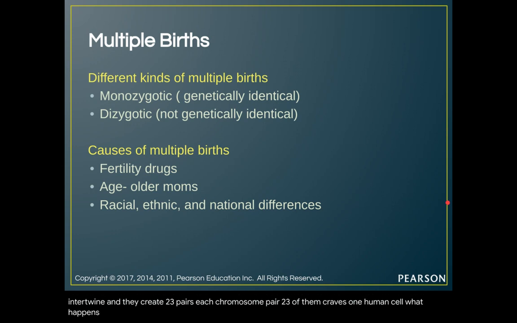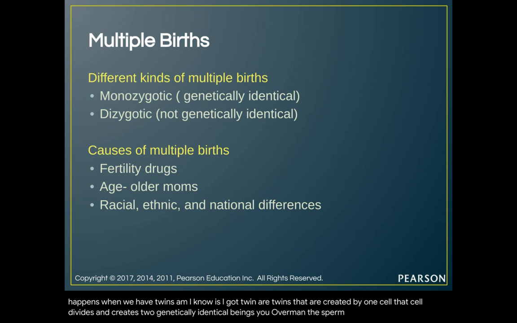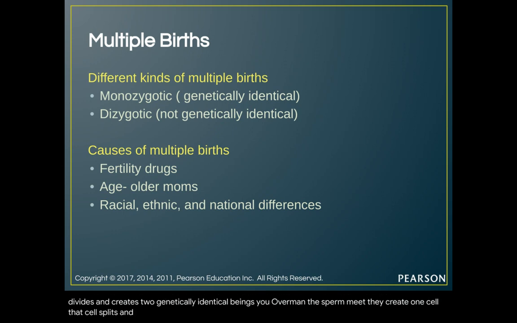So what happens when we have twins? Monozygotic twins are twins that are created by one cell. That cell divides and creates two genetically identical beings. The ovum and the sperm meet, they create one cell. That cell splits and creates two human beings who are genetically identical.